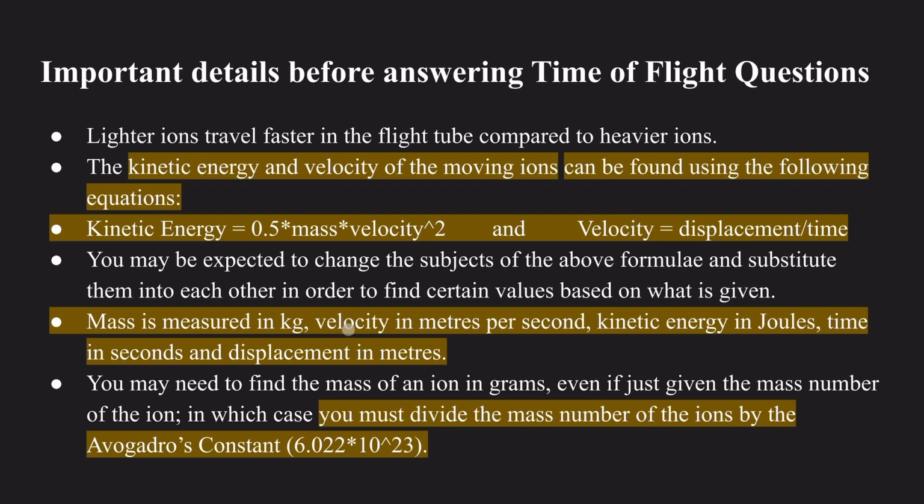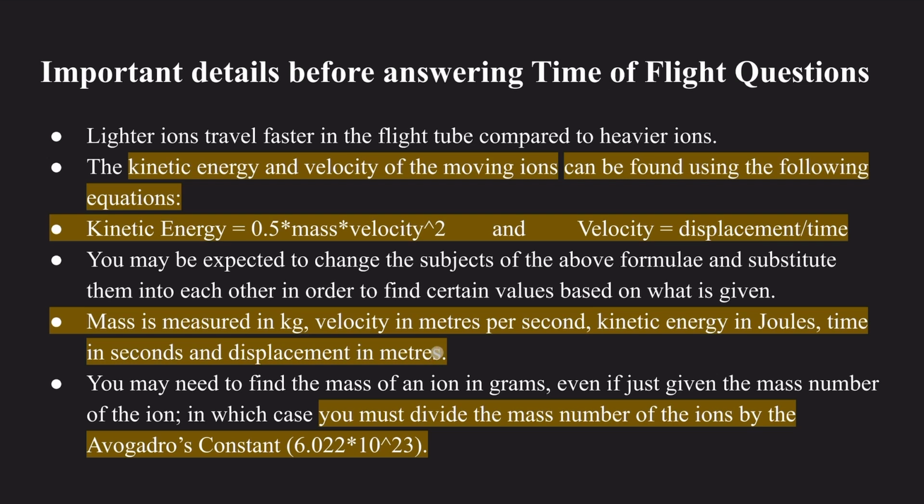Now the units are really important, right? You need to remember what the units are. So the mass is measured in kilograms, velocity in meters per second, kinetic energy in joules, time in seconds, and displacement in meters. And if you're not given the mass directly, you may need to find the mass, right, based on the mass number, right?